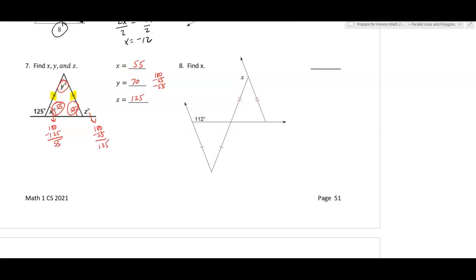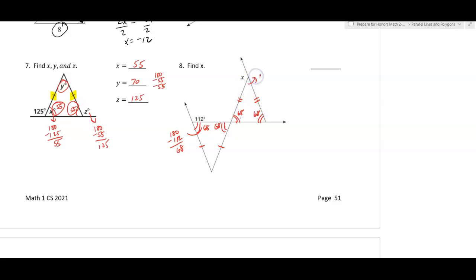Now the next one, I notice these sides are congruent, which tells me these angles are congruent. These sides are congruent, which tells me these angles are congruent. Now, notice these are vertical angles, and what that basically tells me is these vertical angles are congruent, which makes all four of these angles congruent. So to find this angle, I'm going to do 180 minus 112, which gives you 68 degrees, which makes this 68, which makes this 68, which makes this 68.